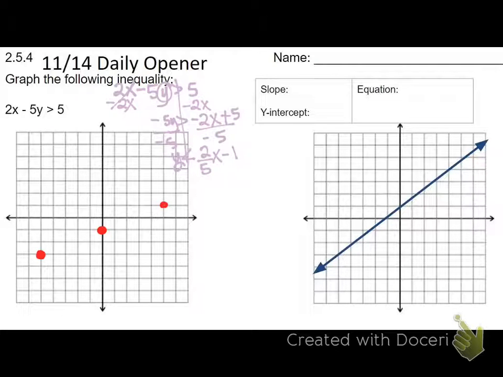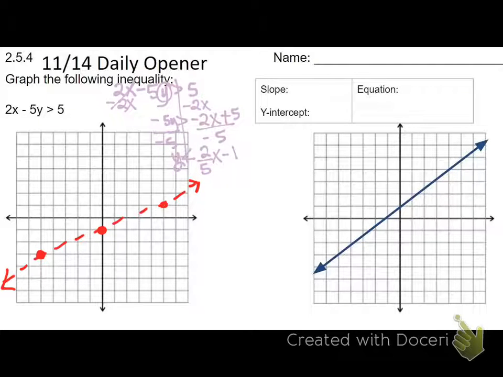What else? It's going to be a diagonal. What else? Pay attention to your inequality sign. Oh, it's going to be dotted or dashed. So make sure your line is dashed. Okay, then it goes to the end of the coordinate planes. I have my arrows. Now, because I'm graphing the inequality, I have to determine where I'm going to shade.